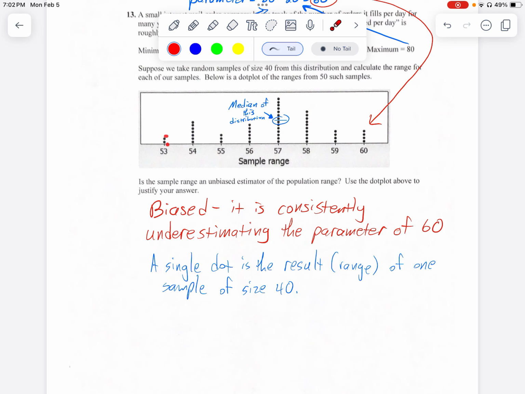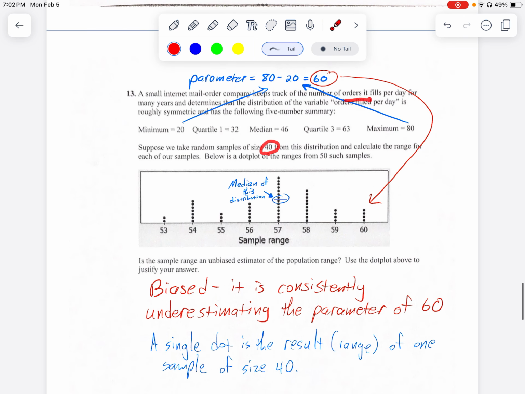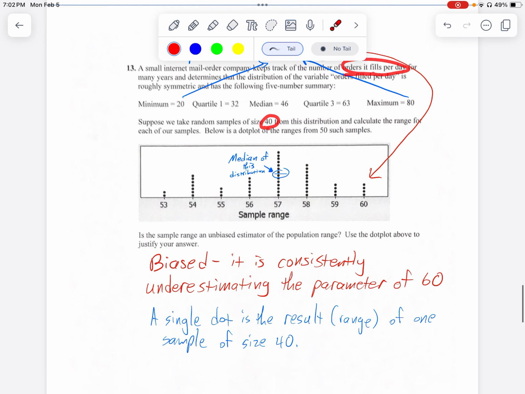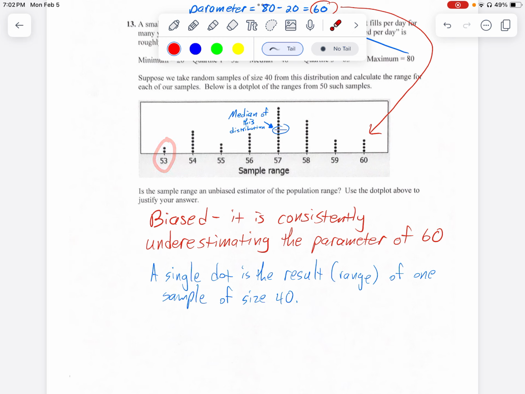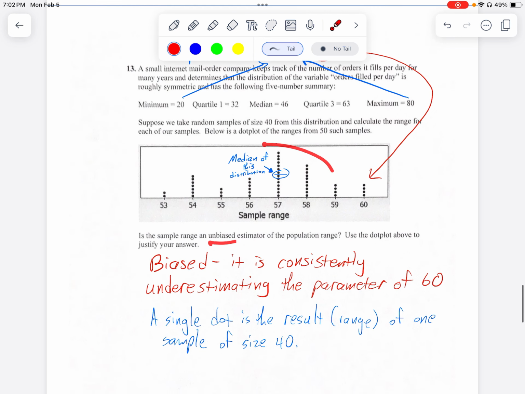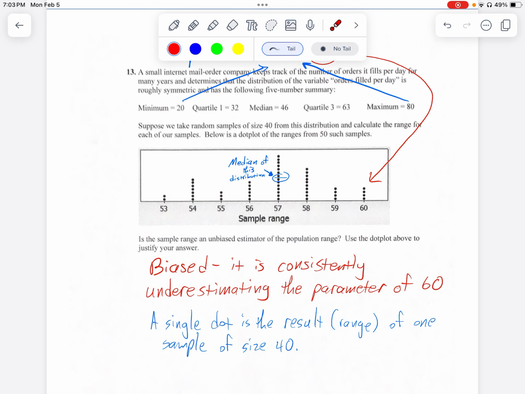So there's 2 dots at 53. That means there were 2 samples where they collected 40 random days, the number of orders that were filled that day. And so then they took the max minus the min. These 2 samples had a range of 53. These 4 samples had a range of 60. To be unbiased, this distribution has to be centered at the parameter. And good news, it is.